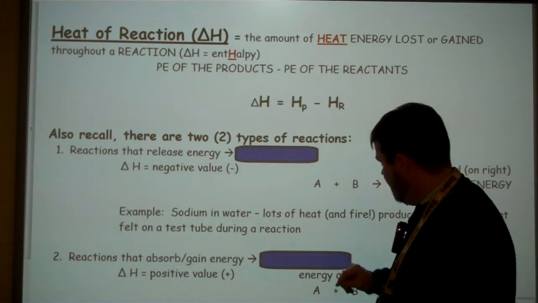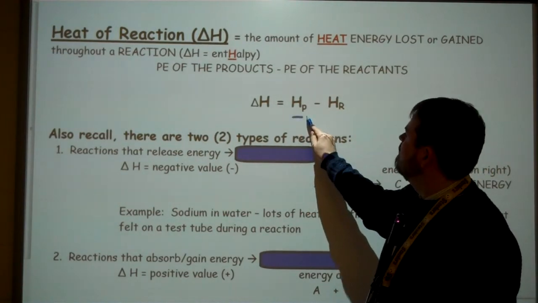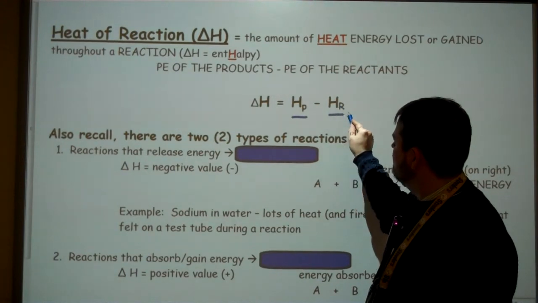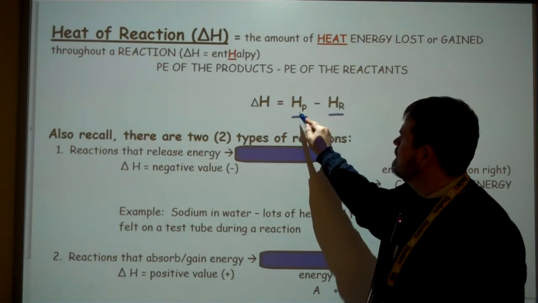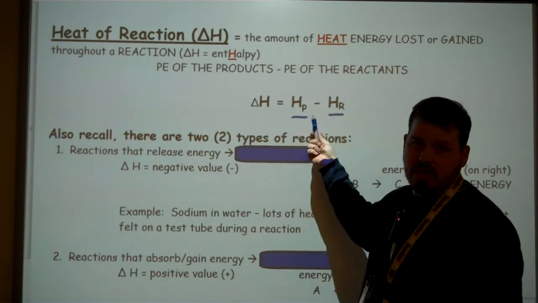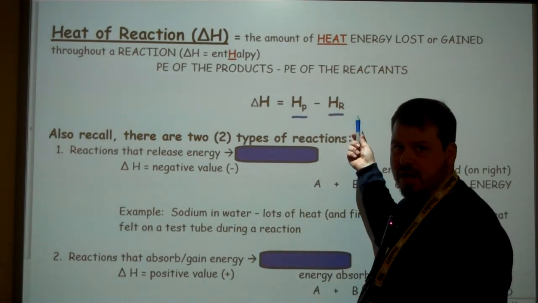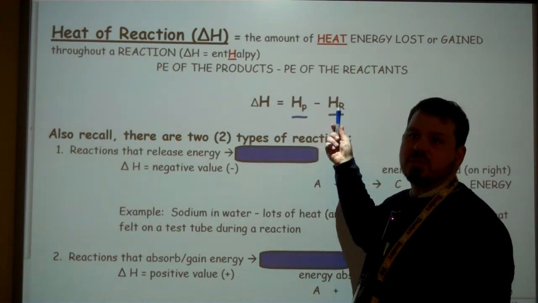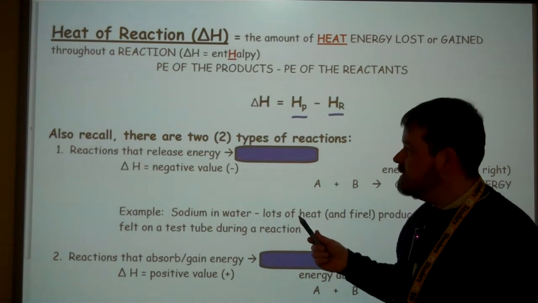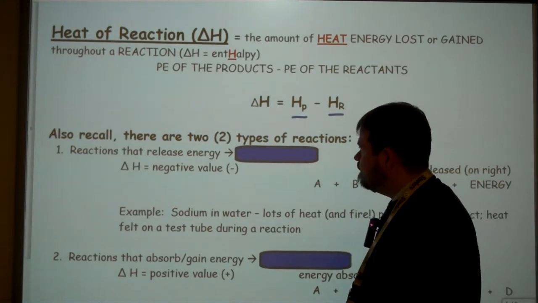To find delta H, I'm going to take the heat of the products and subtract the heat of the reactants from it. I need to do it specifically in that order because the positive or negative sign of the delta H makes a difference, and we're about to find out why.